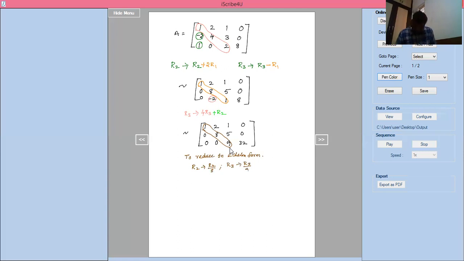If you take this, you will get 1, 2, 1, 0. Next, R2 by 8: 0 by 8 is 0, 8 by 8 is 1, 5 by 8, and 0 by 8 is 0. Next 0, 0, 9 by 9 is 1, and next 32 by 9. Now in any non-zero row, the first entry should be 1. Here the first entry is 1, here 1, here 1. Now this is in the echelon form.